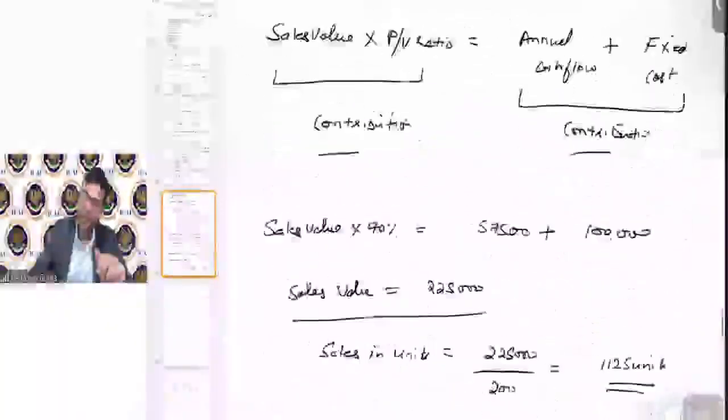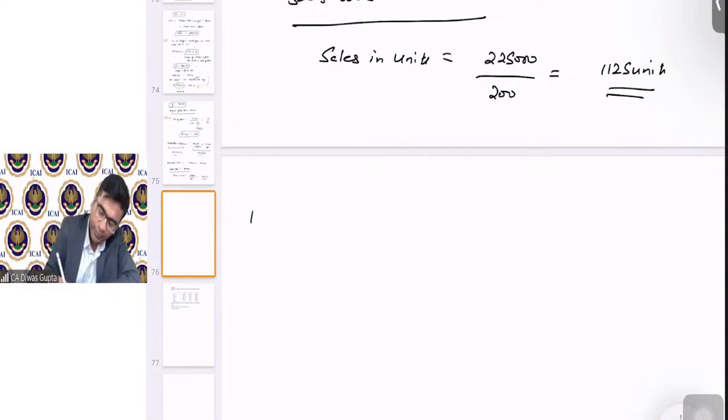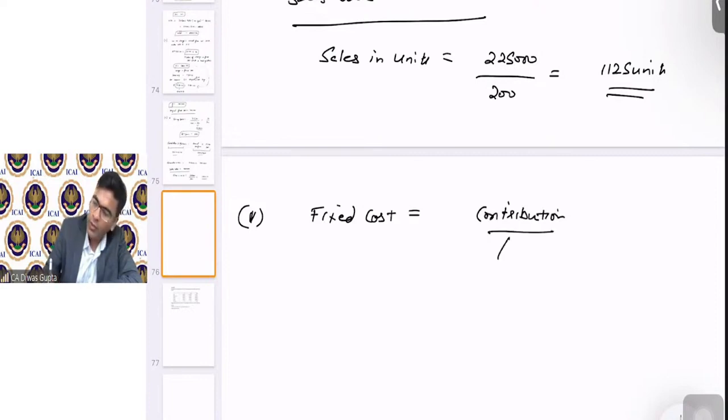Break-even units is when fixed cost is equated to the contribution, right? So fixed cost should be equal to the contribution. Then you arrive at the break-even. For calculating it, you need to know contribution per unit multiplied by sales units is equal to fixed cost.